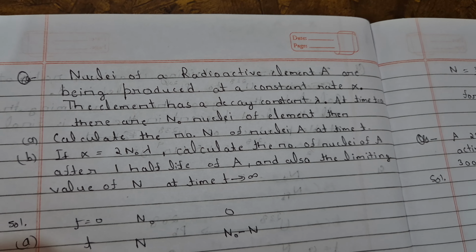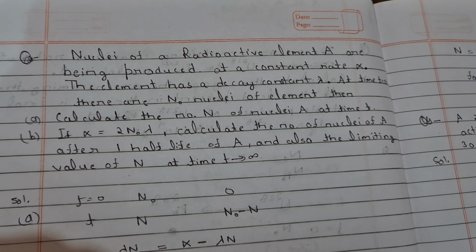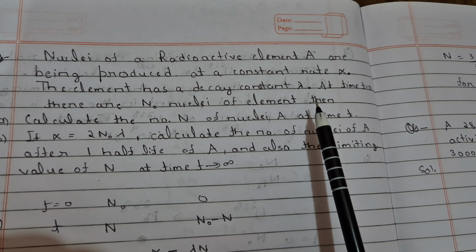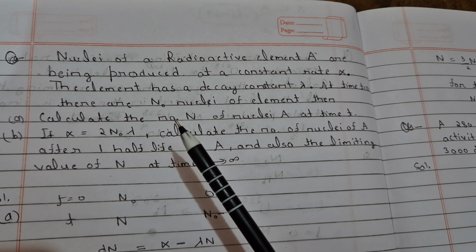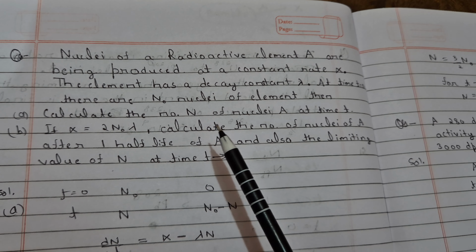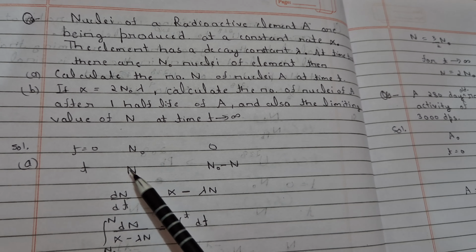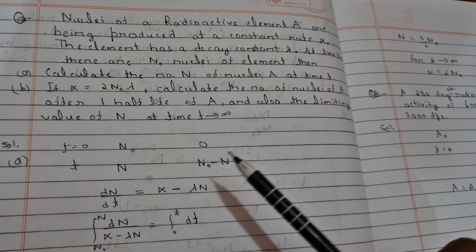Next question is, nuclei of a radioactive element A are being produced at a constant rate alpha. The element has a decay constant lambda. At time t equal to 0, there are N naught nuclei of the element. Then calculate the number N of nuclei at time t. So we need to find the rate equation. So initially N naught, at a particular time N, you know this.